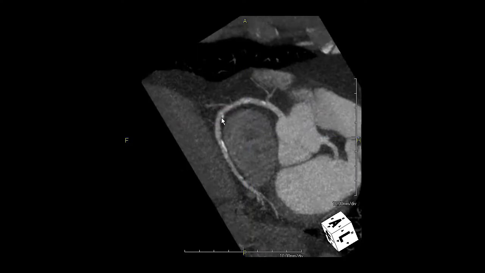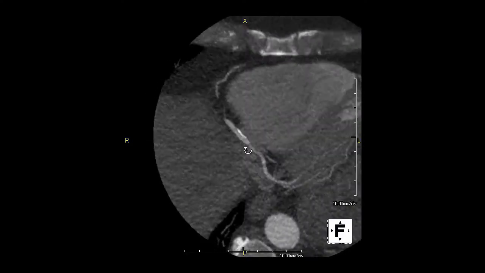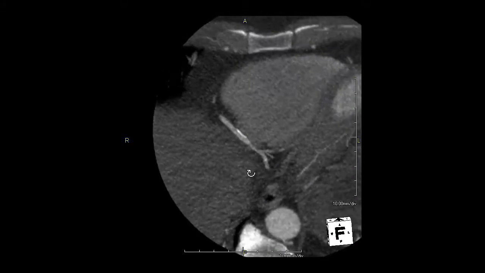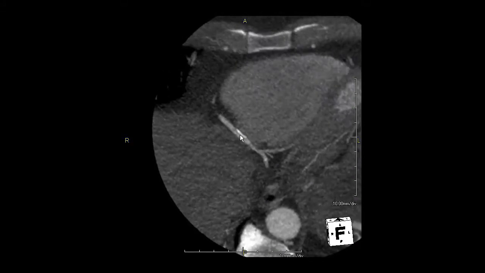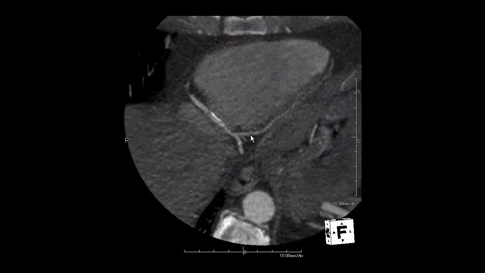There is some minimal plaque at the crux, and then in the inferior distal portion of the right coronary artery, there may be some complex plaque in this area, mixed with calcified and non-calcified, but clearly is non-obstructive. Here is the posterior descending artery. I believe that this is generally normal.